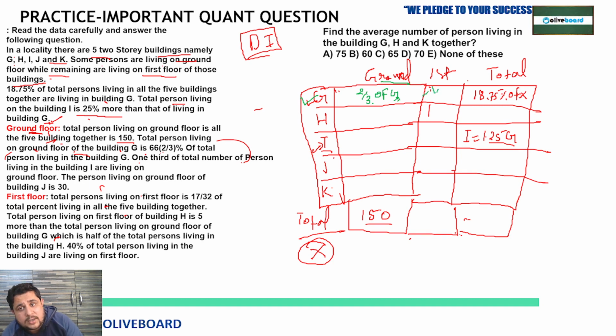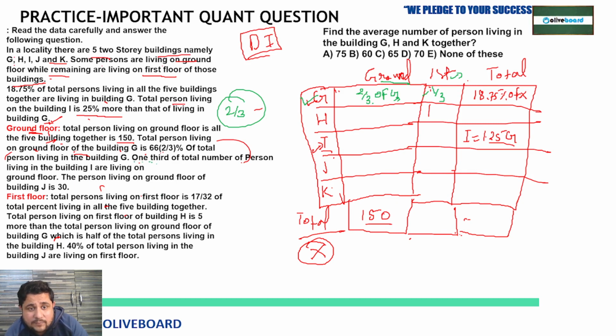So one-third will live on the first floor. Why two-third? Because 66 2/3% represents what? In fraction terms, it is two-third. So two-third of the total live on the ground floor, while the remaining will live where? Only one place remaining, the first floor. Fine.